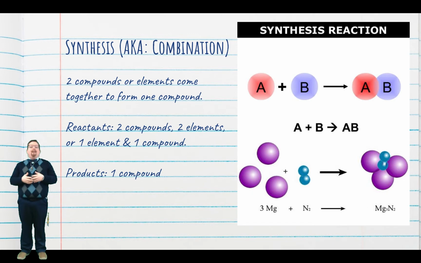The example we have here is the combination of three magnesium atoms with one molecule of nitrogen gas. They come together to form magnesium nitrate. You can remember this one as thinking of synthesis as combining things together.